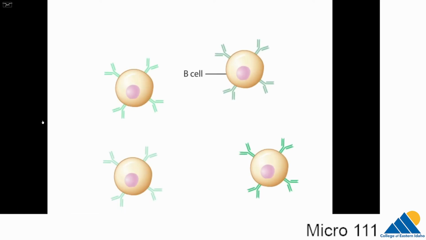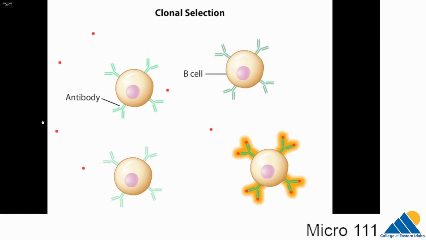Each B cell circulating throughout the body or harbored in a lymphoid organ is programmed to synthesize antibody that reacts with a single epitope. In a process called clonal selection, the antigen selects which B cell clone proliferates and differentiates into antibody-producing plasma cells or memory B cells. B cells display their antibodies on their cell surfaces.